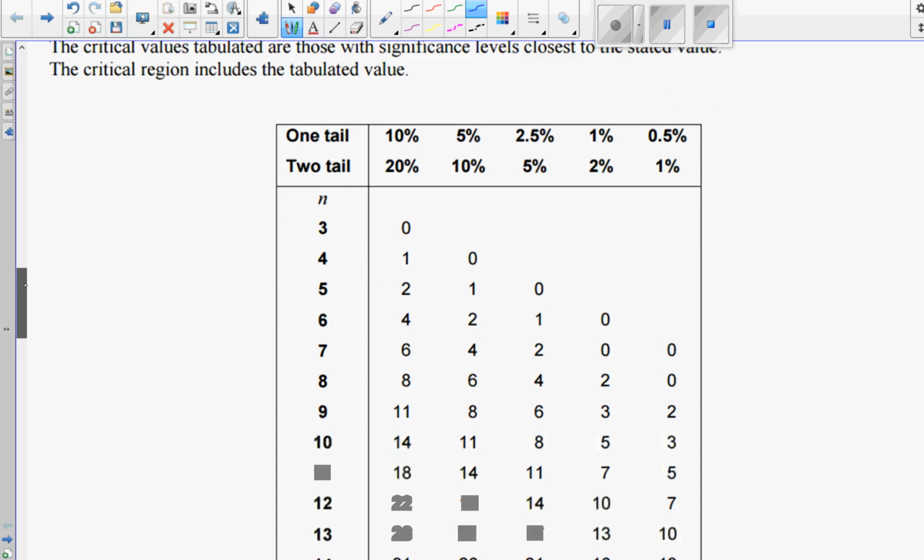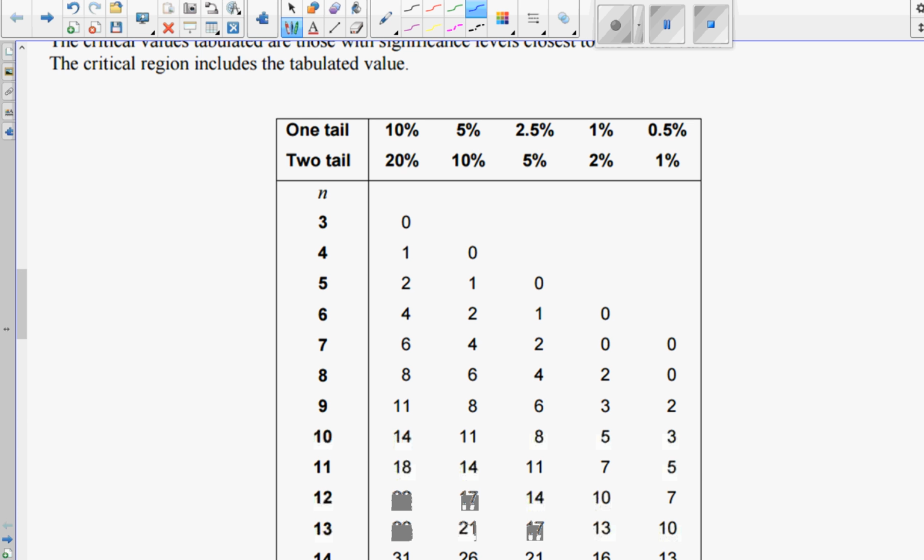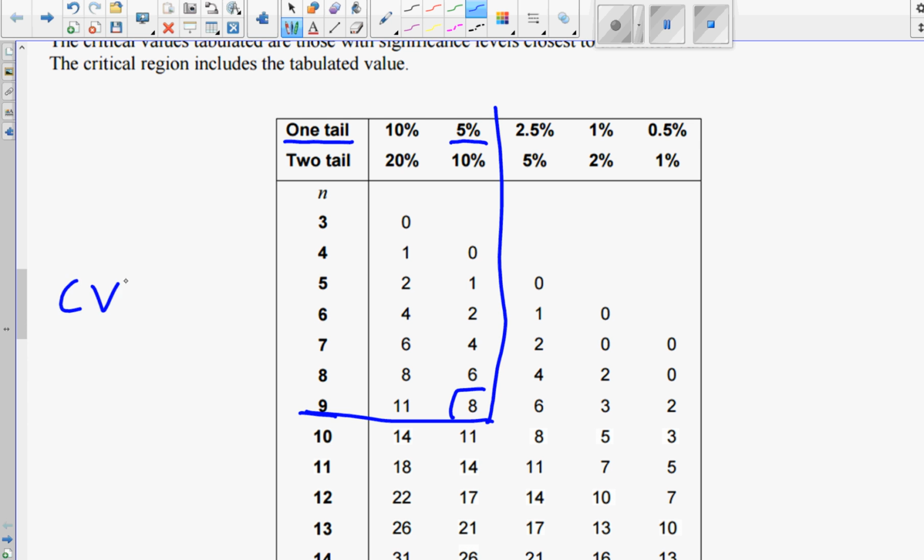Now, to use a table, we need to pick out a number of items that we've already got. The first one is how many tails. Well, we worked out that it was a one-tail test. They asked us in the question to do it at 5% level. And the final thing we need to know is n, which is the number of items in our sample. In this case, it was 9. So going across and looking up in the row and column, we get that our critical value equals 8. So we've now got all the data to complete the test.